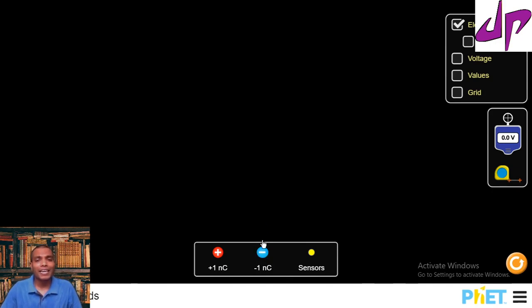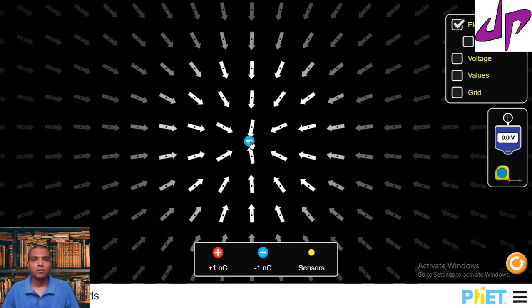Now if I take a negative charge, the electric field comes towards the negative charge. Now they appear to come from infinity towards the negative charge. Now if I bring a positive test charge, here my sensor is a positive test charge, its direction also shows towards the electric field direction. This tells me the strength of the electric field at that point and the direction of the force.